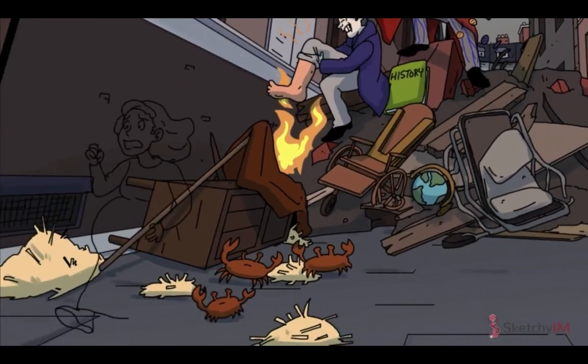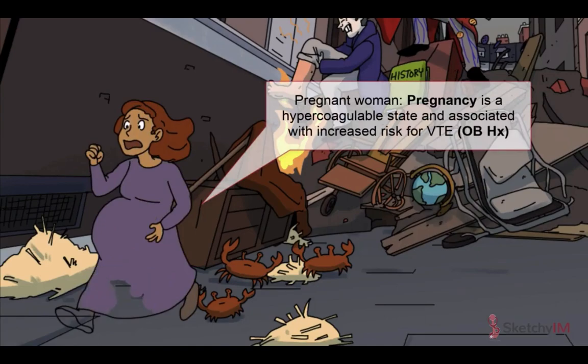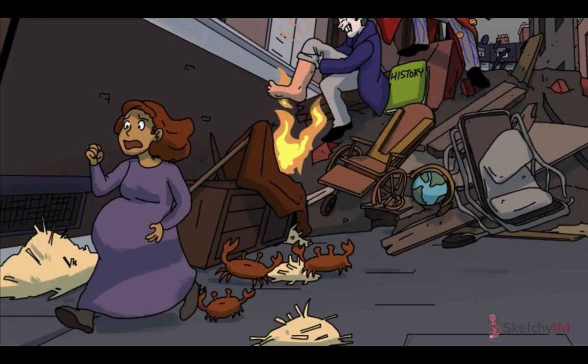Yikes! Trash, fires, non-refrigerated shellfish? This is no place for a pregnant woman. But since she's here, let her remind you that pregnancy is a risk factor for DVTs. Pregnancy is actually considered a hypercoagulable state. Combine that with impaired lower extremity venous blood flow due to compression by the gravid uterus, and you've got two out of the three wheels of Virchow's triad.